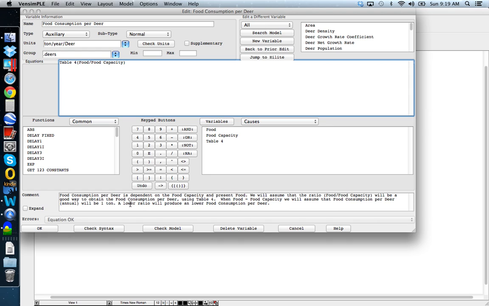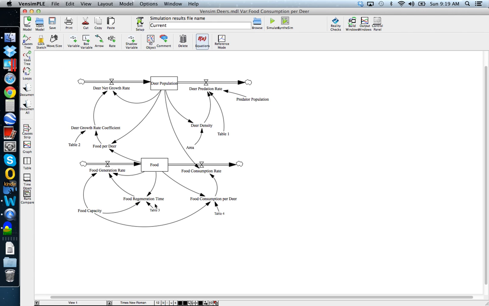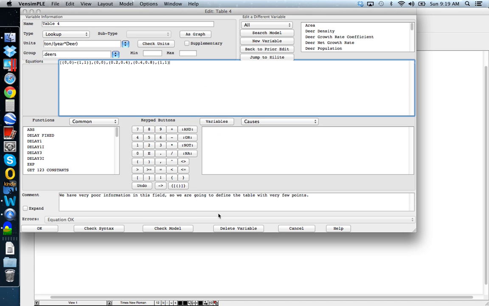But if there's a lower ratio, this means that the deer will consume less. So there's an availability of food that drives the consumption. So the food consumption is tons of food per year per deer, or per deer per year. So let's take a look at that table 4, and I'm going to go straight to the graph.